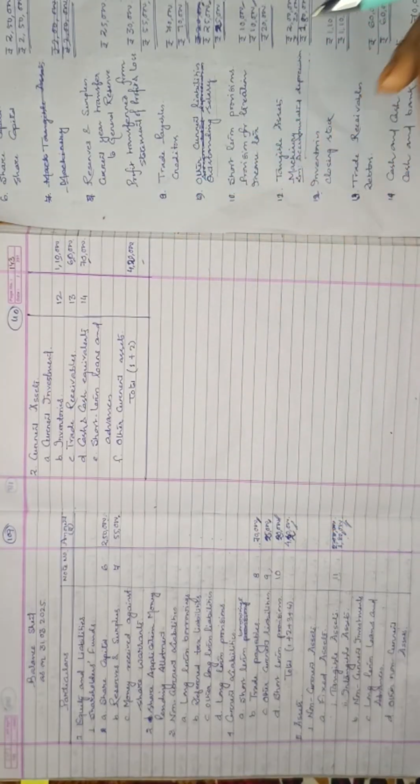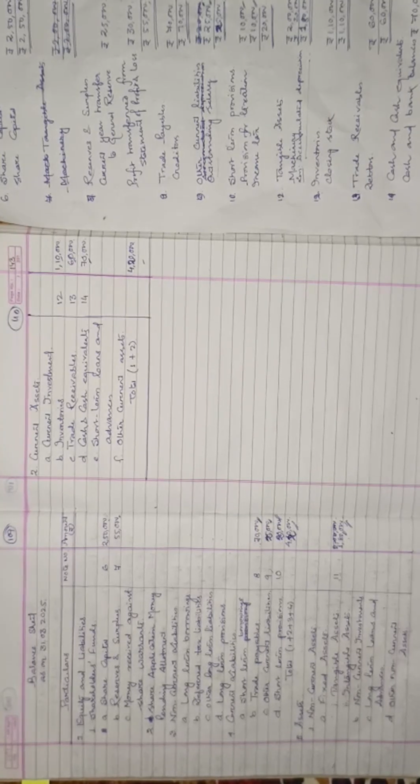So this is the way you need to prepare the financial statement when there is depreciation and accumulated depreciation in the trial balance. I hope you understood how to prepare the financial statement if this kind of adjustment is there.